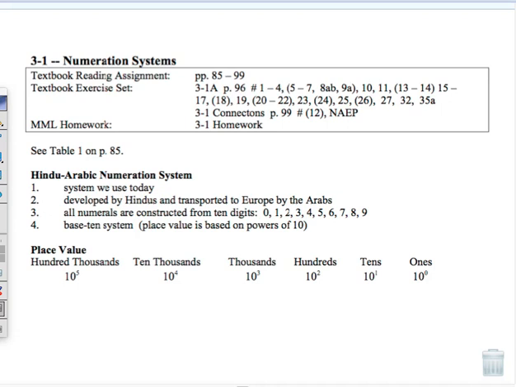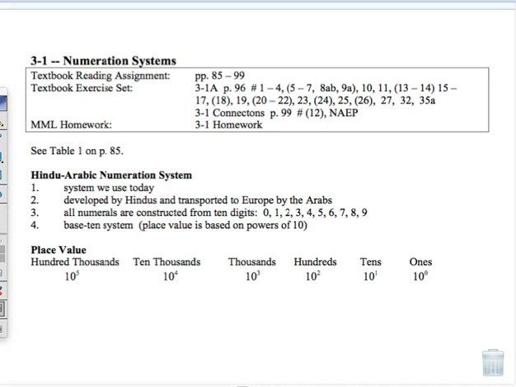We go off of the base 10 number system. It's really easy for us because we have 10 fingers, and so as kids we all use our fingers to count because we do use the base 10 number system. Our digits are 0 to 9. And we're going to start off by talking about place value.